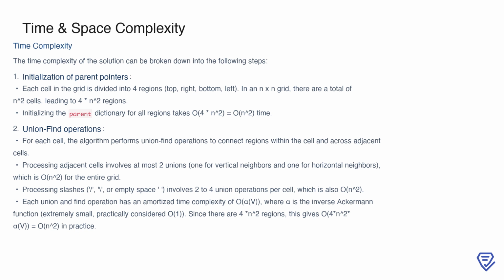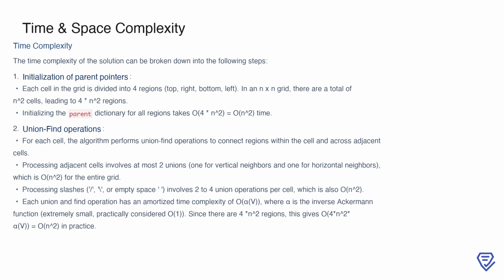Next, we perform union find operations for each cell. These operations include connecting regions within the cell as well as regions across adjacent cells. For adjacent cells, we perform at most 2 union operations for each pair of vertical and horizontal neighbors, which scales to n squared for the entire grid. Additionally, handling the slashes and empty spaces within each cell involves 2 to 4 union operations per cell, which also totals n squared operations across the grid.